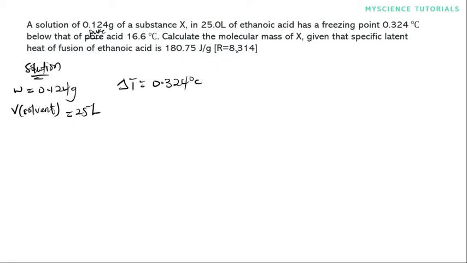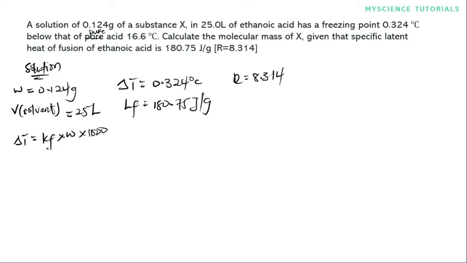Alright, so we have to calculate the molecular mass of this, given that latent heat of fusion, that is LF, is equal to 180.75 joules per gram, and then R is equal to 8.314. Alright, so we know that our delta T is equal to Kf multiplied by small w multiplied by 1000, all on capital W by small m. Alright, so from here we can see that we don't have Kf, so we need to find the value of Kf.